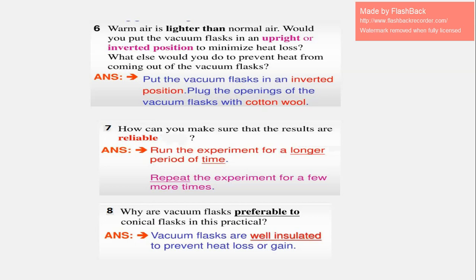Why do we use a vacuum flask, not any other container or flask? Because it is well insulated to prevent heat loss. Because if any heat change or any increase in the temperature occurs, it is kept inside the vacuum flask and it is measured by the thermometer. We don't want the heat to be lost, otherwise we cannot observe if there is an increase or if there isn't.